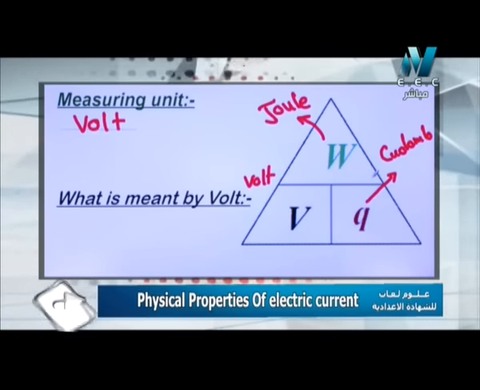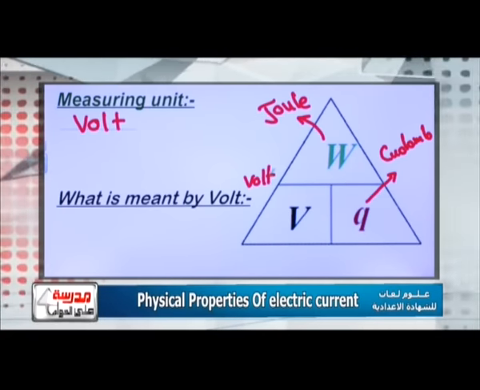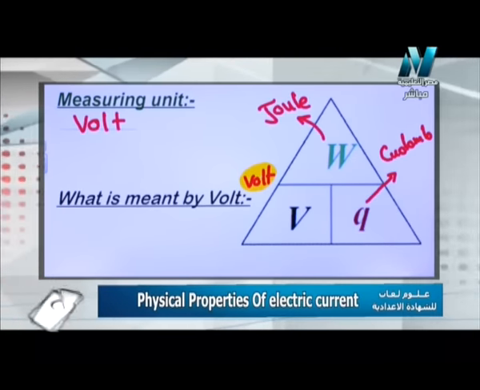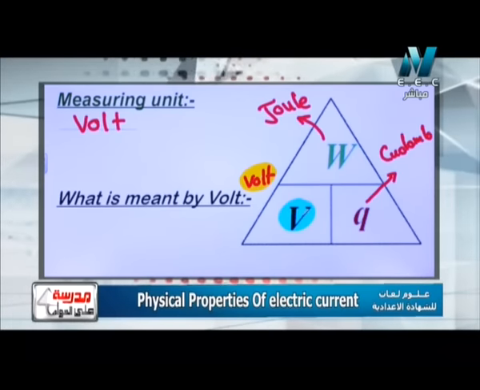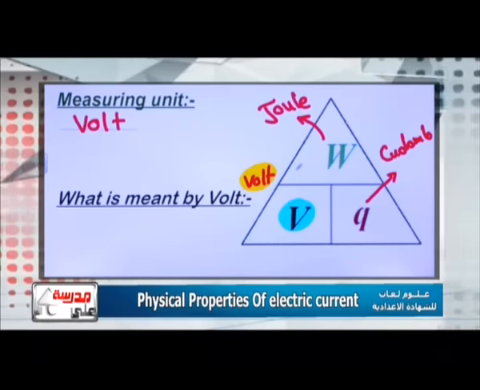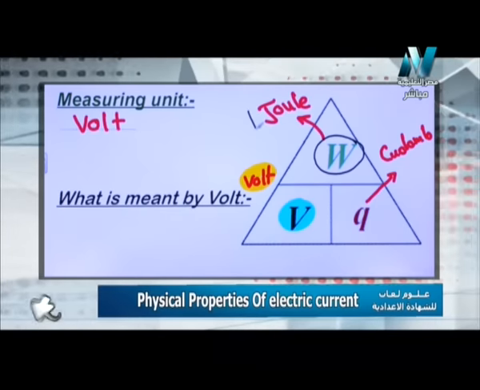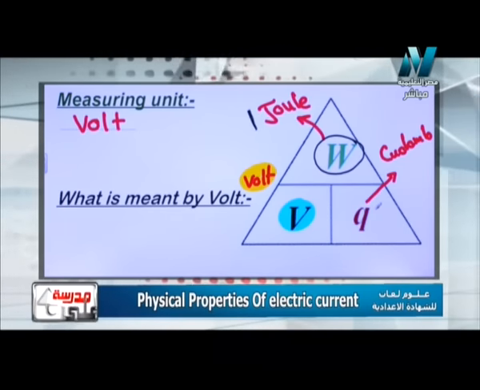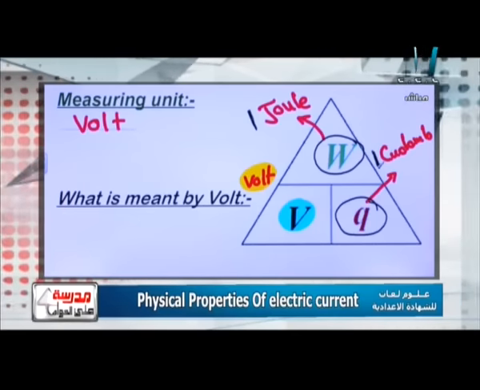So, what is meant by volt? أقول له إيه بقى? It is a potential difference when work done equal 1 joule and quantity of charge equal 1 coulomb.